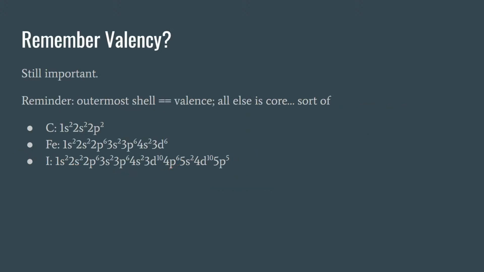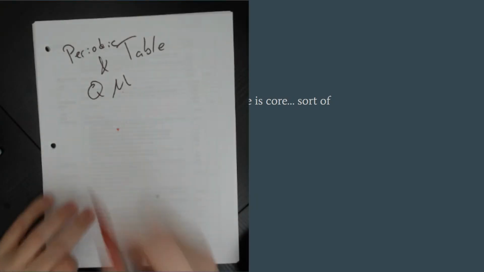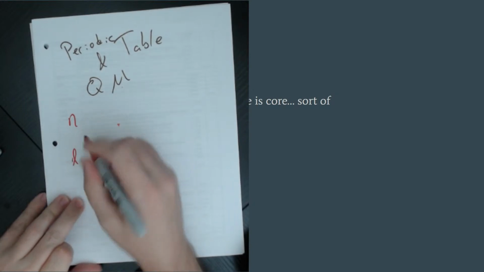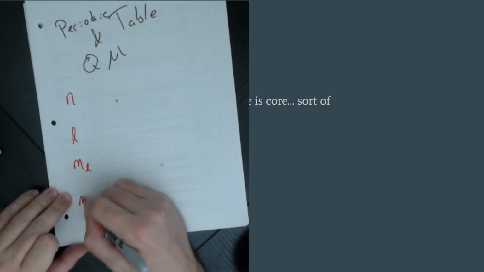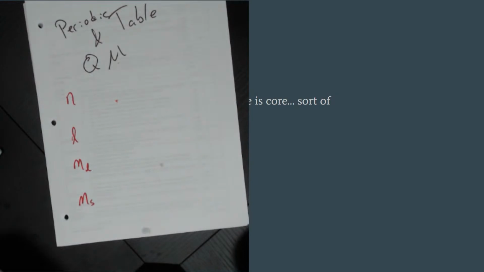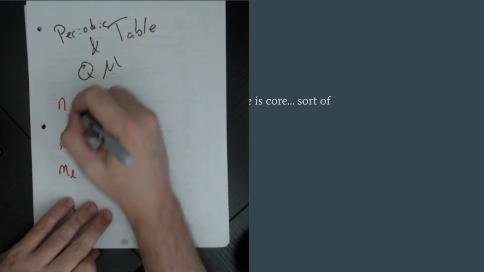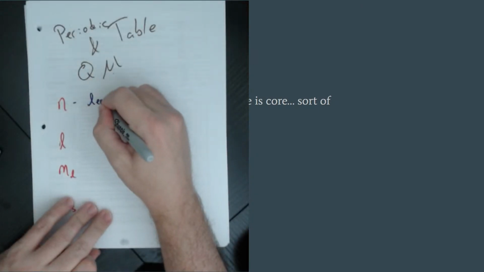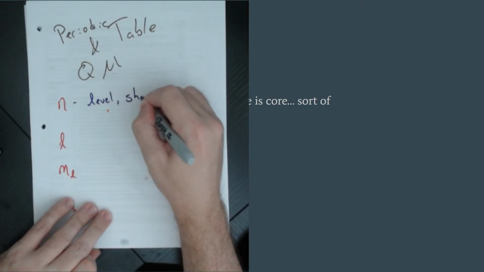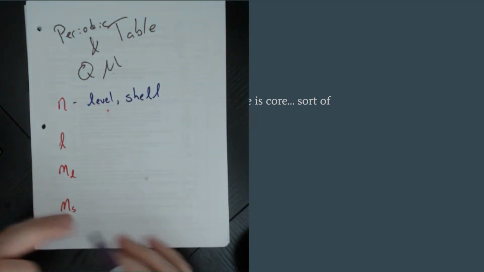Alright, so, valency. Remember I discussed valence electrons and core electrons previously. So, the outermost shell, or level. Just a quick reminder: we have n, l, m sub l, m sub s. They describe properties of the electron, and they are also more or less the location of the electron. So, level or shell is n. That is the broad location.